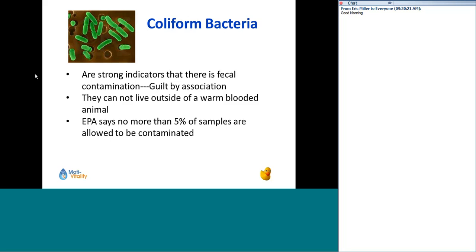And fecal bacteria is bad for you. But now I'll tell you, it's not uncommon for a well, or if you're taking a sample, for it to come back positive for coliform. People get all freaked out. Oh, I got bacteria in my water. Well, yeah, a lot of people do.